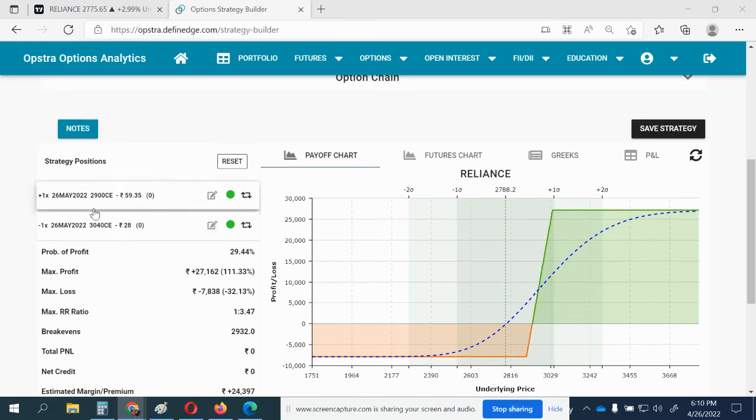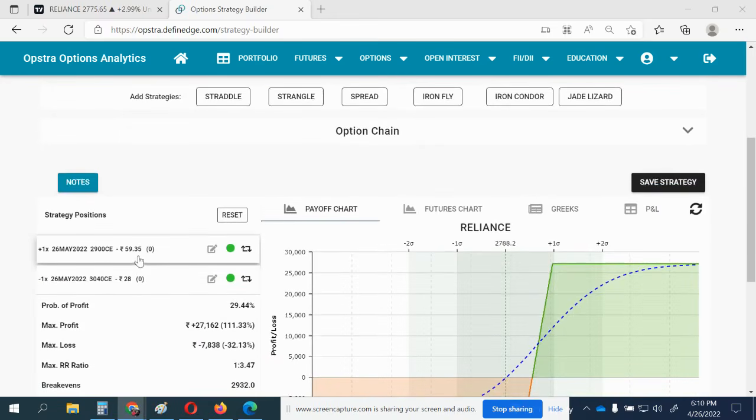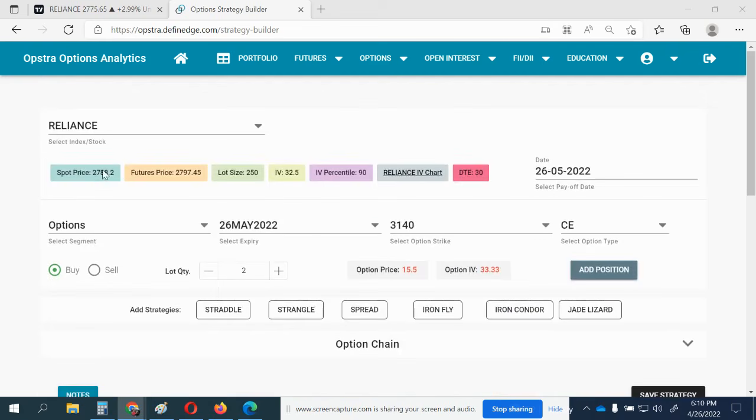Looking at my screen, this is Reliance. I'm doing a debit spread in Reliance. I've deployed a debit spread because my view, let's take a hypothetical example, is that Reliance is bullish. So I'll end up taking a debit call spread: buy the 2,900 call and sell the 3,040 CE. Reliance's spot price is currently 2788.